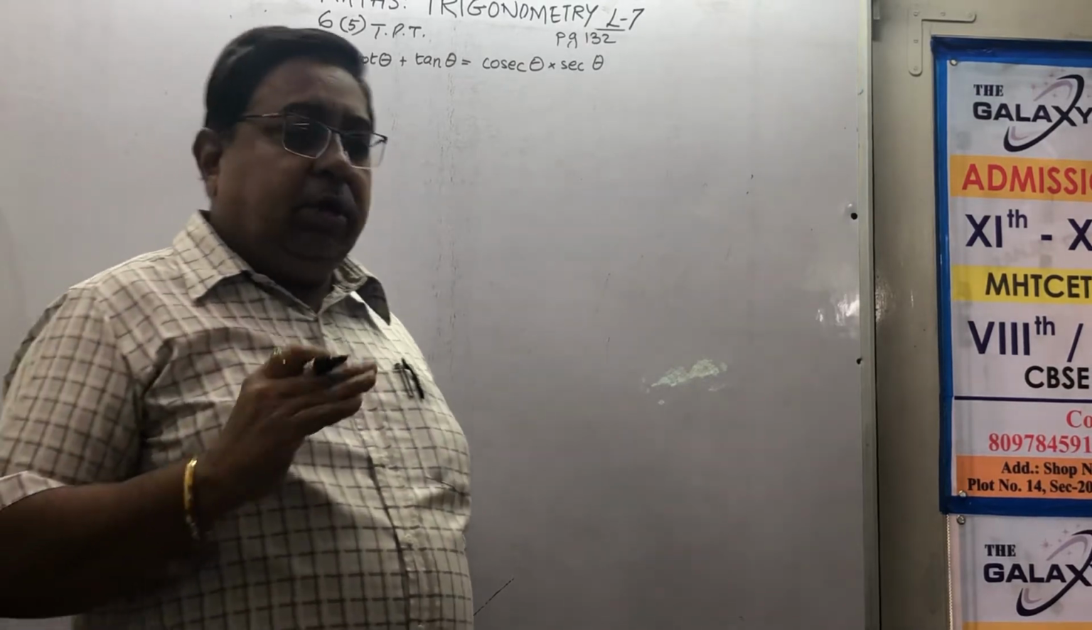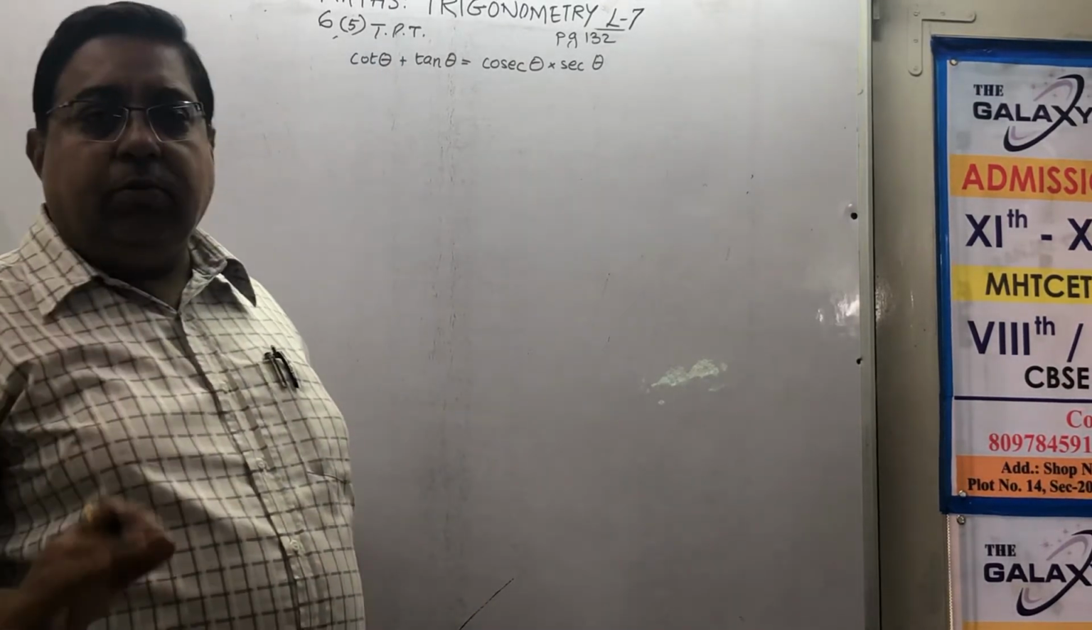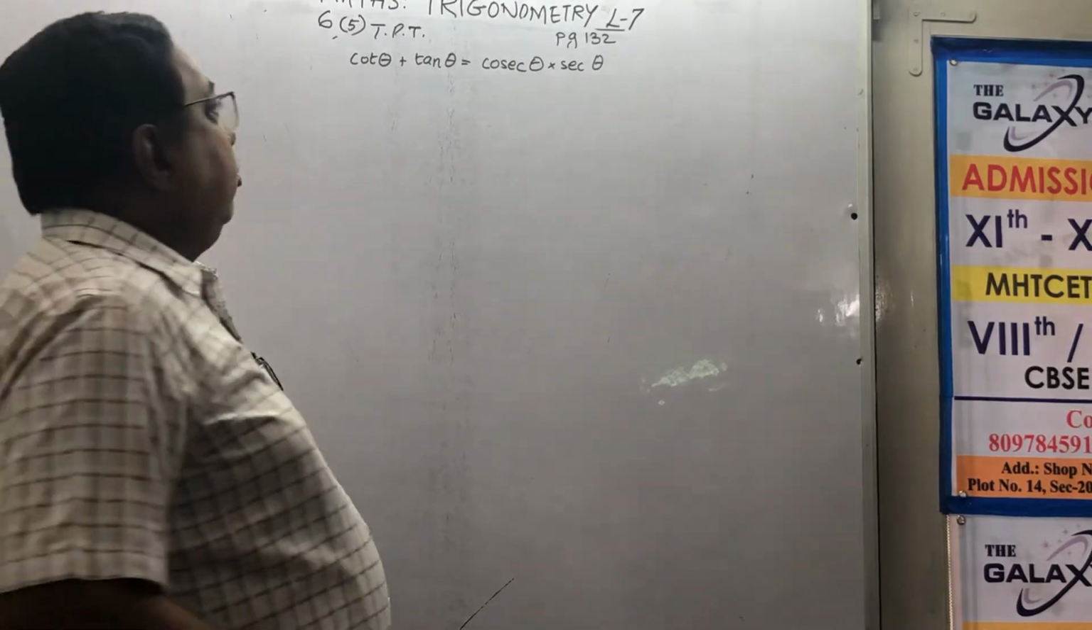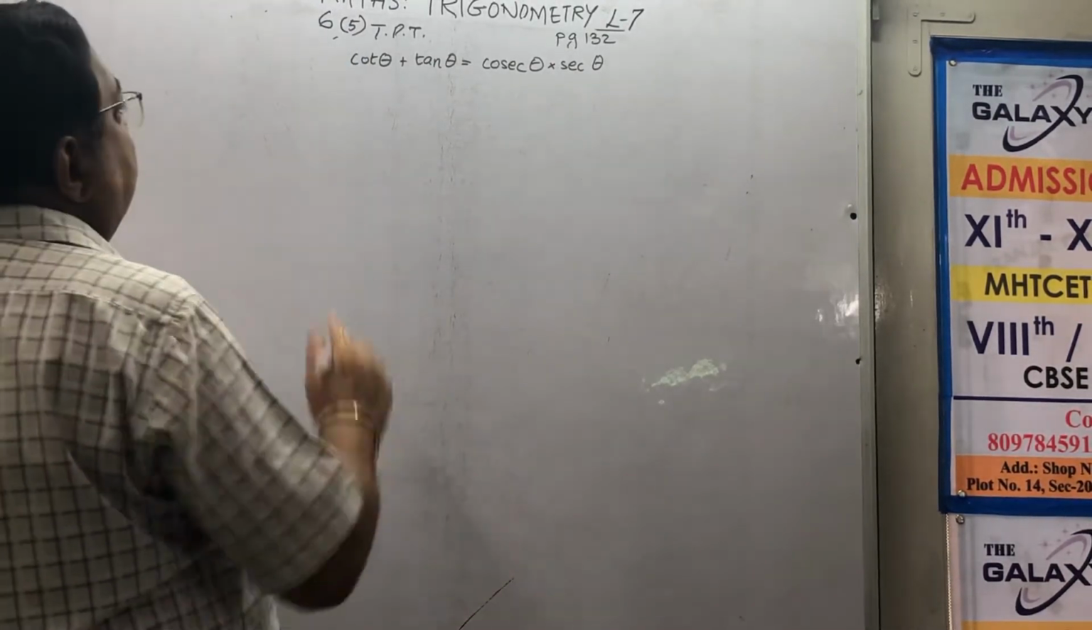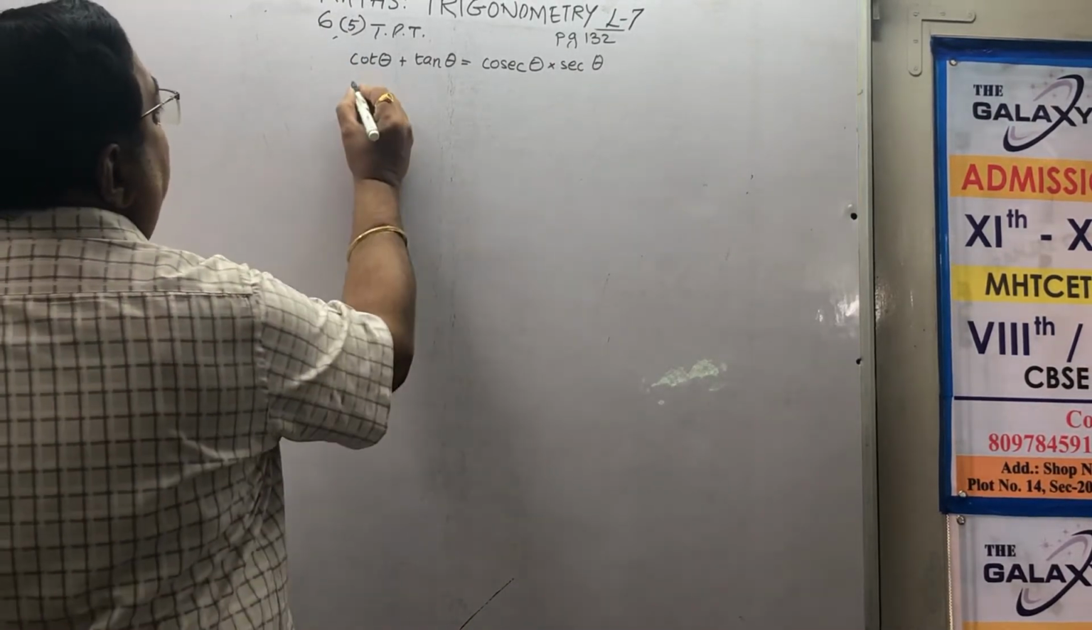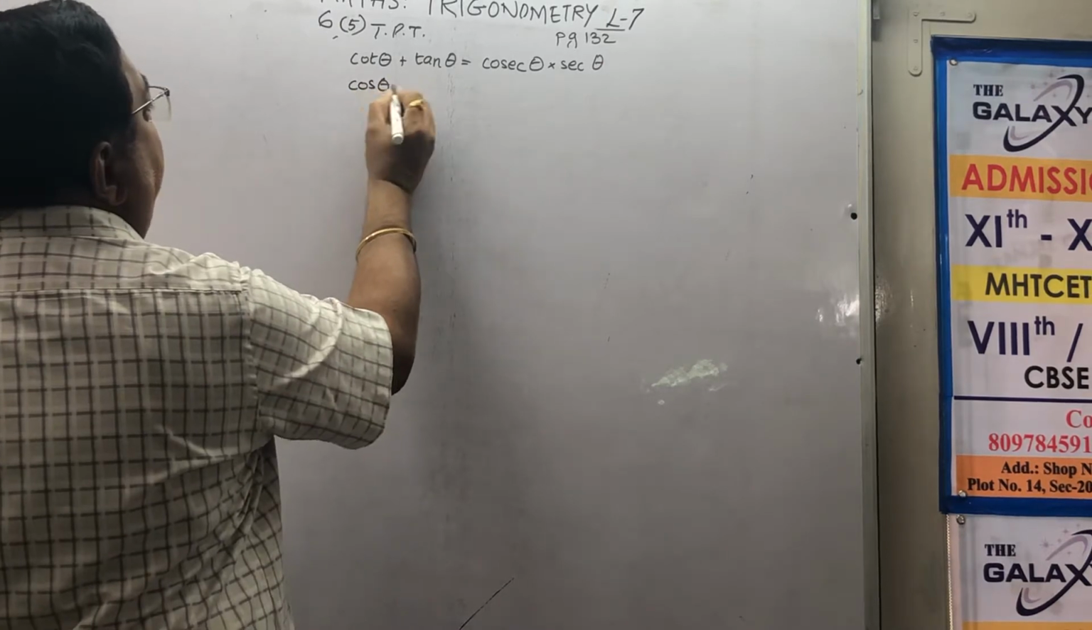They have told you it is equal. Please show that it is equal. So we will go for the basic formula. Cot is cos upon sin.